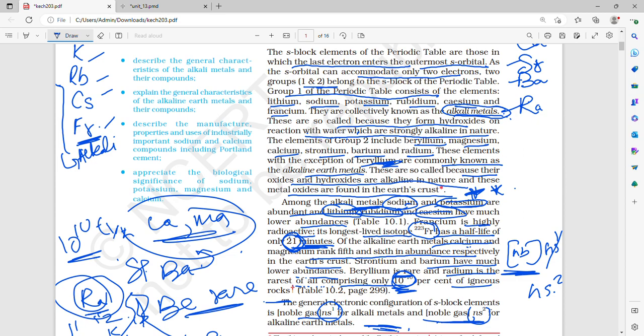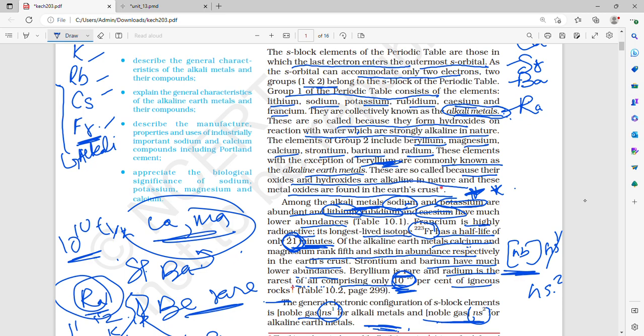Group 2 elements are called alkaline earth metals, which are beryllium, magnesium, calcium, strontium, barium and radium. Why are they called alkaline earth metals? Because their oxides and hydroxides are alkaline in nature and they are found in the earth's crust.